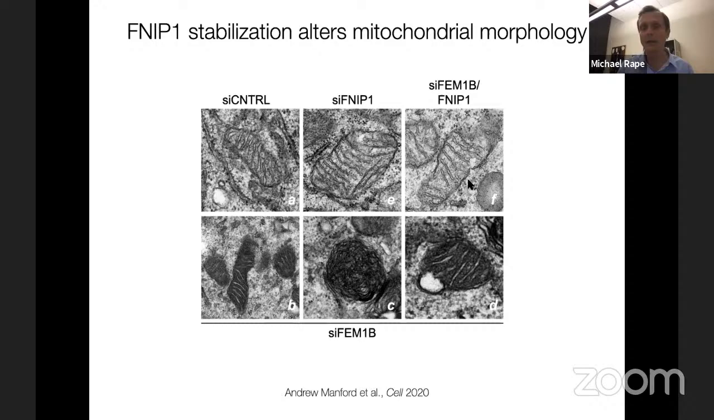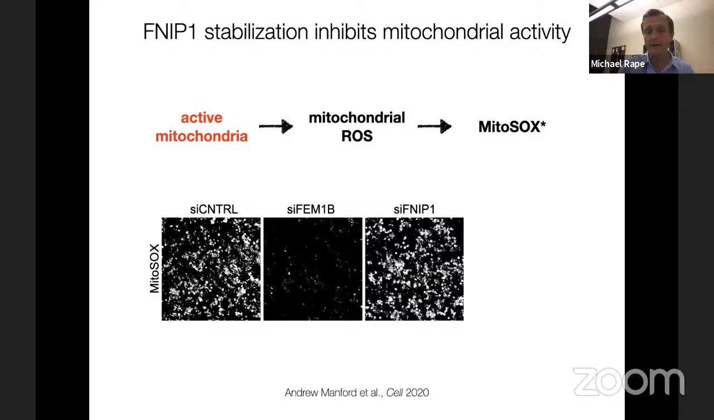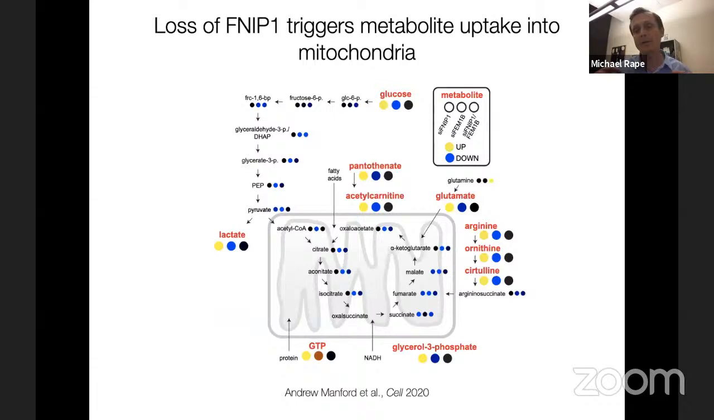And in fact, we can look directly at reactive oxygen species. We do this with an indicator assay. And as seen with the TEM assays, if you lose the ligase, you don't produce any reactive oxygen species anymore. And you can completely rescue this by co-depleting the substrate. And we can look at this also on the mechanistic angle, how is this happening? And it turned out that what the system regulates is metabolite import into mitochondria. If you have reductive stress and you degrade FNIP1, you import more metabolites into mitochondria so that the TCA cycle can produce substrate for the electron transport chain, which in turn will make reactive oxygen species.